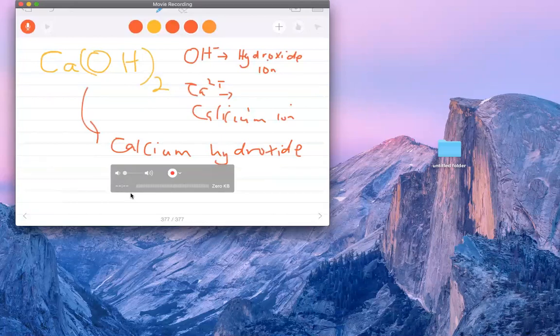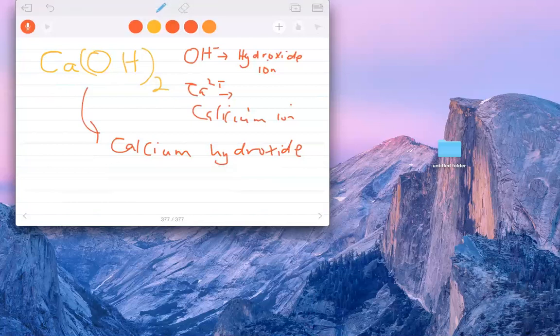Somebody might say calcium, oxygen, hydrogen, just trying to name everything the way it is. You should proceed with caution: is this a polyatomic ion? If a polyatomic ion is involved, what is the name of that polyatomic ion? All right, and then you just move on in naming the ternary compound.